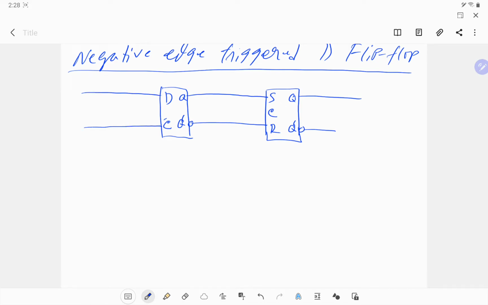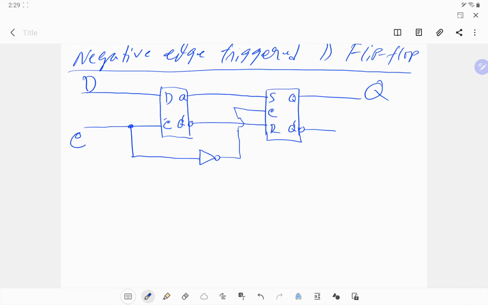And we have a control signal here, and the complement of the control signal: if the control is 0, then the complement is 1. If the control is 1, the complement is 0. This is added to the control input of the second latch. Now we have D, Q, and that's the C for control.